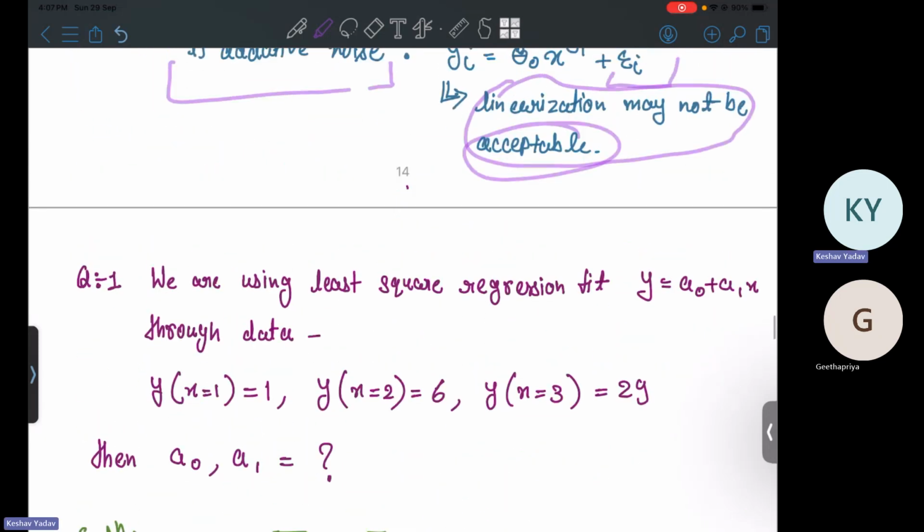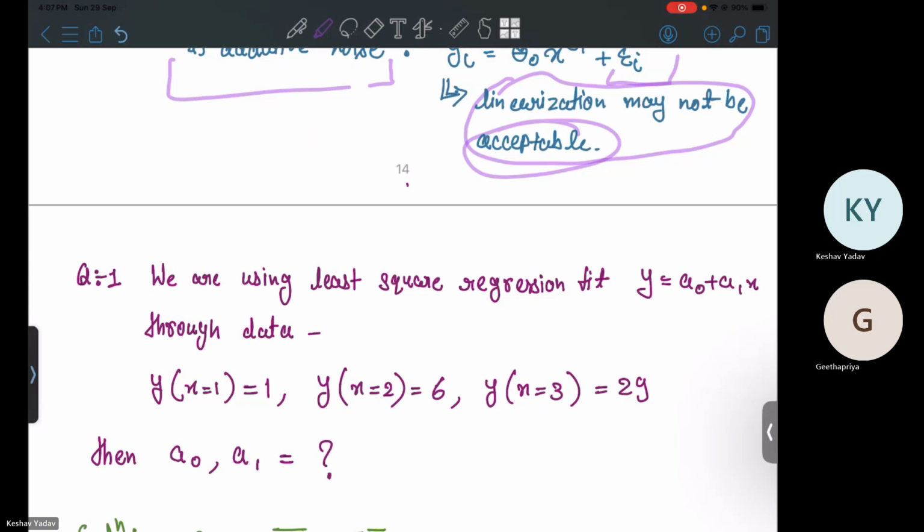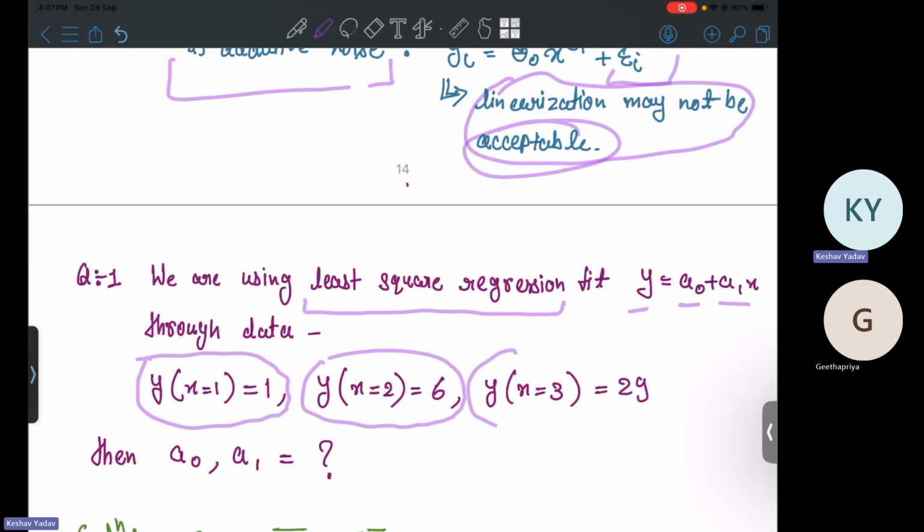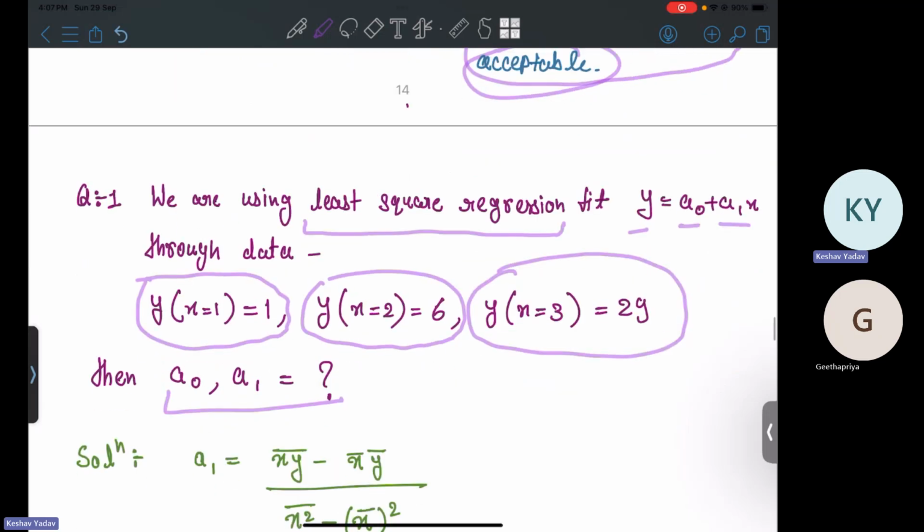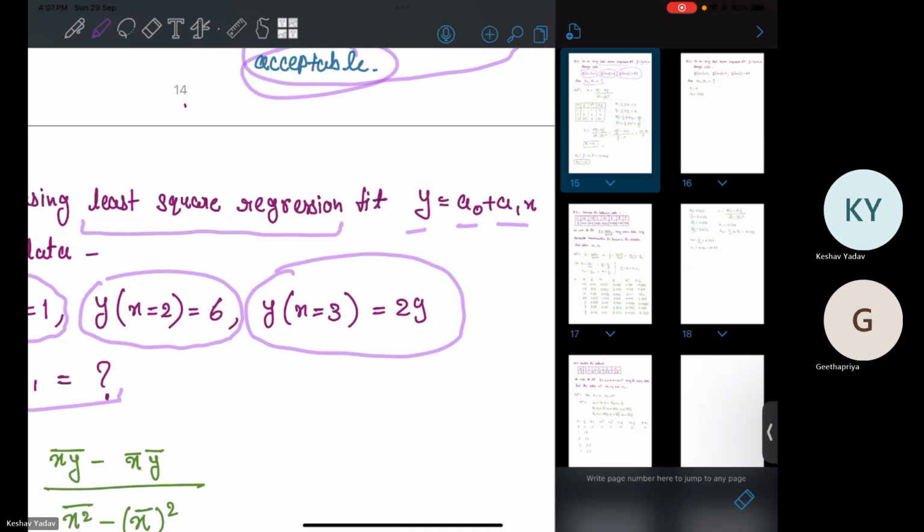Now we will solve some problem. This is the problem we have. We need to use the least square regression fit to find y equal to a0 plus a1 x through the data given to us. Y at x equal to 1 is 1, y at x equal to 2 is 6, y at x equal to 3 is 29. So we need to find the values of a0 and a1.